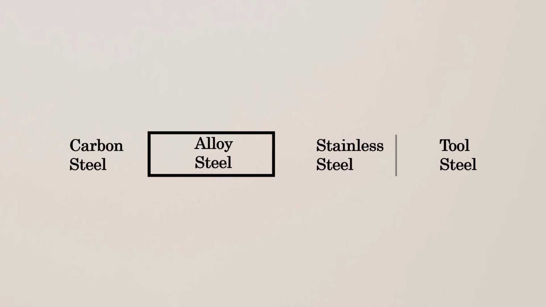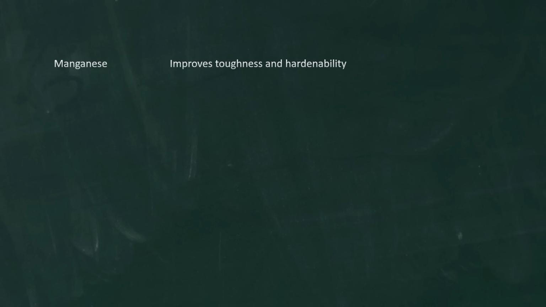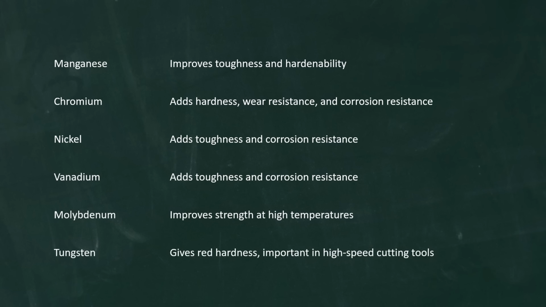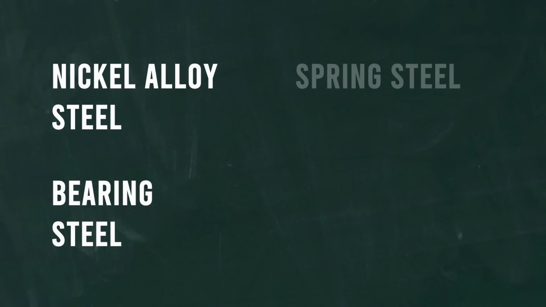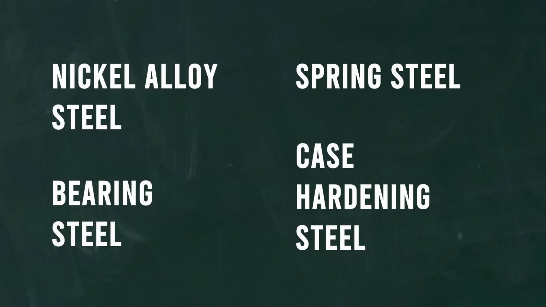Basic carbon steel is good, but sometimes we need more strength, more ductility, more corrosion resistance, more wear resistance. That's where alloy steels come in. We add alloy elements like chromium, nickel, molybdenum, vanadium, manganese, and many more to improve the properties. Sometimes we name it on the basis of the main alloy elements added, like chromium nickel steel, and sometimes on the basis of its application, like bearing steel, spring steel, or case hardening steel.